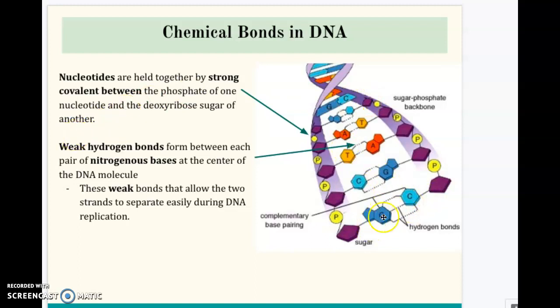The steps of the ladder are held together by weak hydrogen bonds, which form between the nitrogenous bases, so the A's, T's, C's, and G's. And those are represented by dotted lines here to show that they're weak bonds. And this is actually really important because, as we're going to learn about next when we talk about DNA replication, these bases need to be easily separated in order to pull these strands apart. So these bonds can be broken and then can reform again pretty easily. That's why these bonds are really important. They're easy to break and reform.